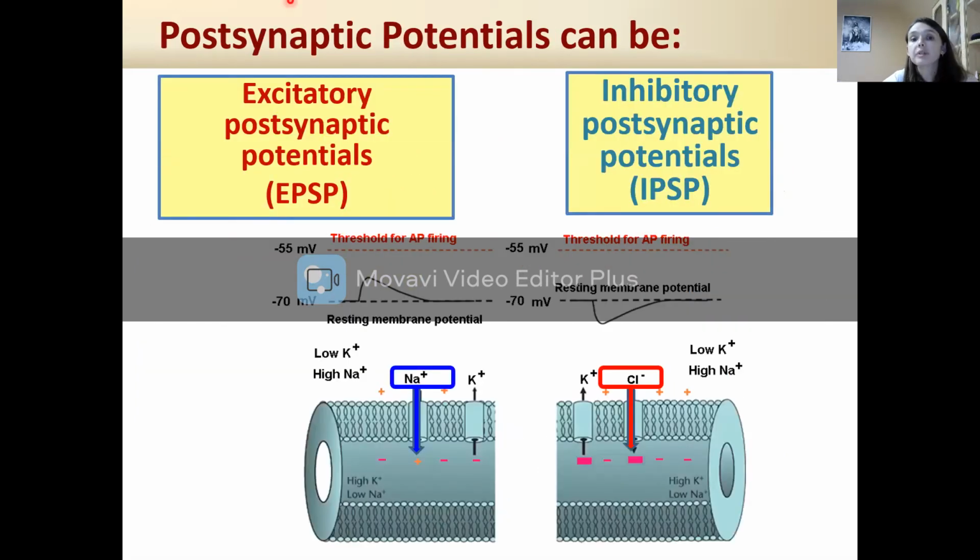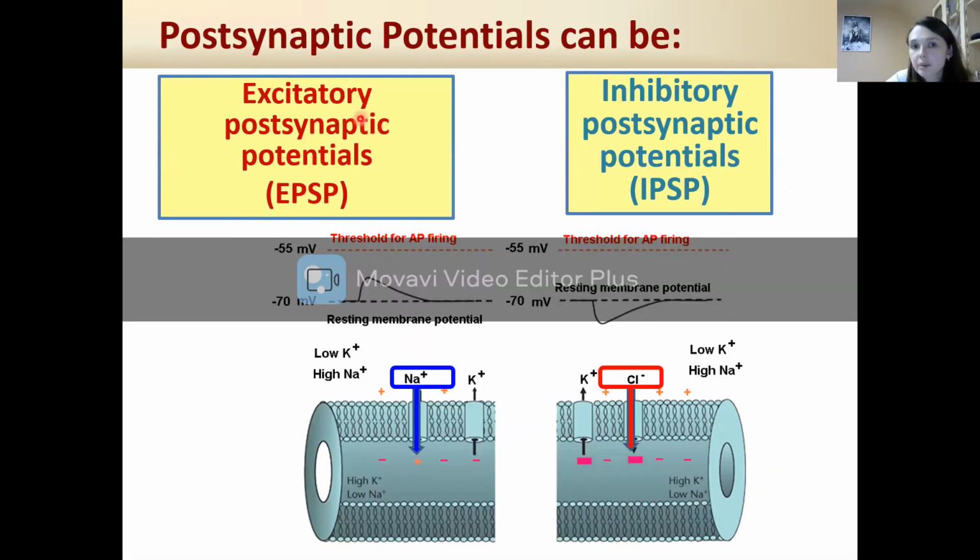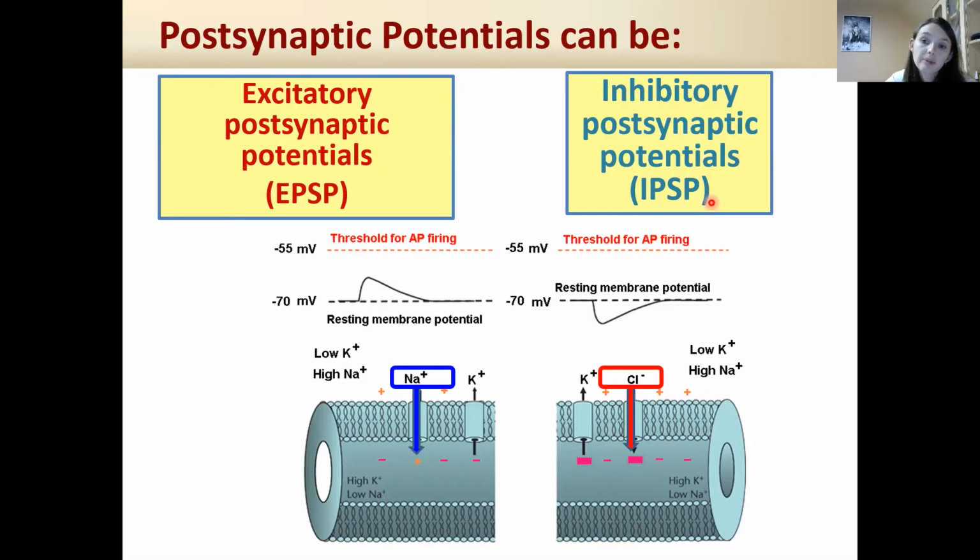So postsynaptic potential can be excitatory in case sodium enters the cell and is responsible for the occurrence of depolarization and transmission of action potential. Or postsynaptic potential can be inhibitory in case chlorine ion channels open in the postsynaptic membrane and action potential will not be transmitted. It means no impulse will be transmitted through the neural cell.